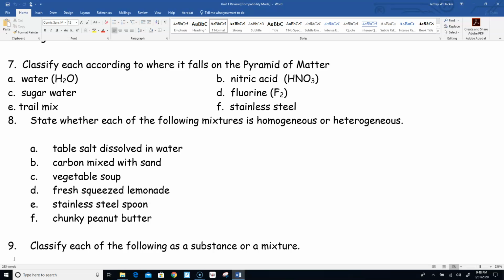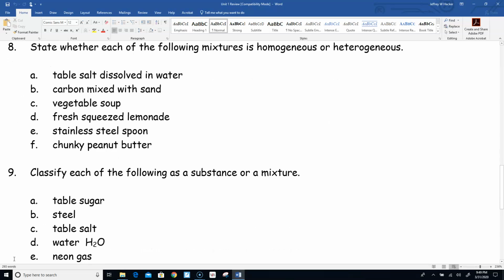Nitric acid I put as a compound. Notice that I gave you a formula containing hydrogen, nitrogen, and oxygen. It's going to be a compound. Fluorine, that's an element. Even though there is a number 2 there, fluorine is an element. Okay. And then finally, stainless steel. Believe it or not, it's a solution. It is a blend. It is a mixture, a homogeneous mixture of different metals all mixed together, but it doesn't have a fixed formula. It can have different materials in there, different metals in different proportions. It is a solution.